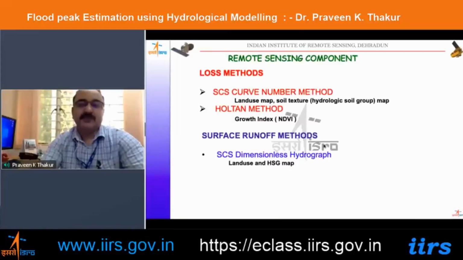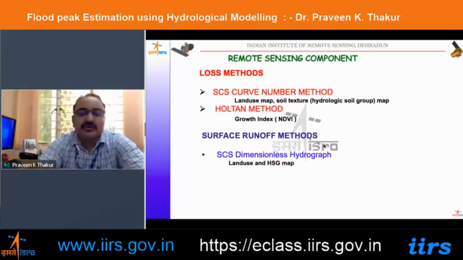So remote sensing, as I told earlier: in the SCS method, land use, land cover, and soil maps are usually sourced from your remote sensing data, and in the Holtan method, NDVI is used for the growth index. And in the surface runoff, SCS dimensionless hydrograph, again you need the curve number, which is derived from the combination of land use and HSG. So the GIS component is very strong.